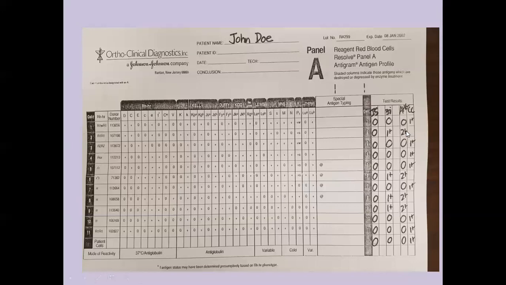Yes, because we have 1, 2, 3, we have 4 positive reactions that reacted with 4 positive cells, and we have 1, 2, 3, 4, 5, 6, 7 negative reactions where the antigen was negative. So rule of 3 was met, not a random event, and you should always check that. And we see that the patient did not agglutinate themselves there.